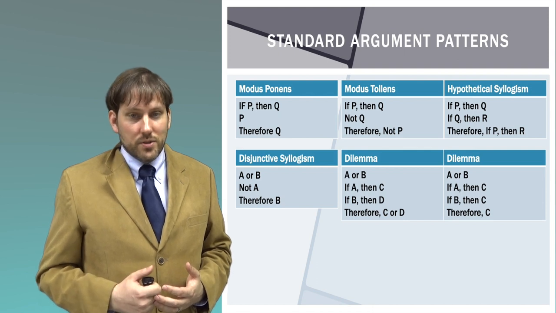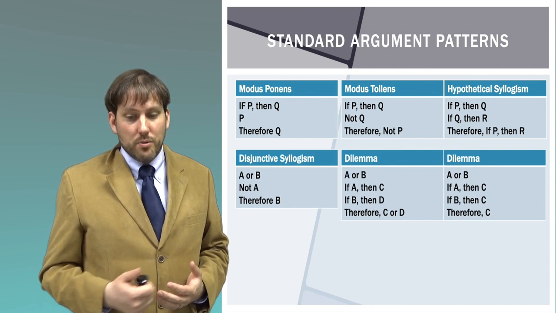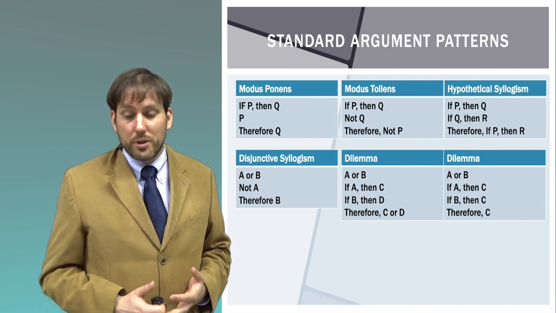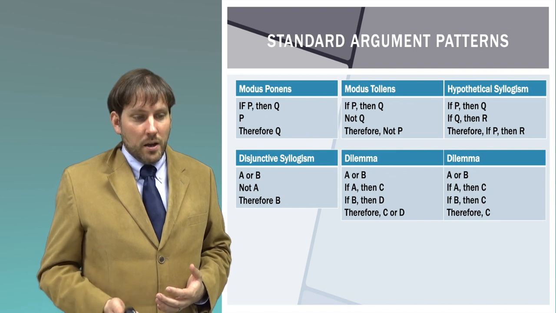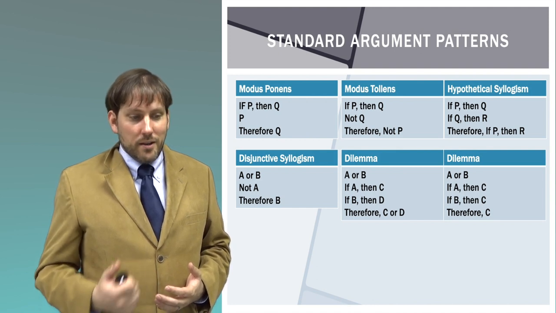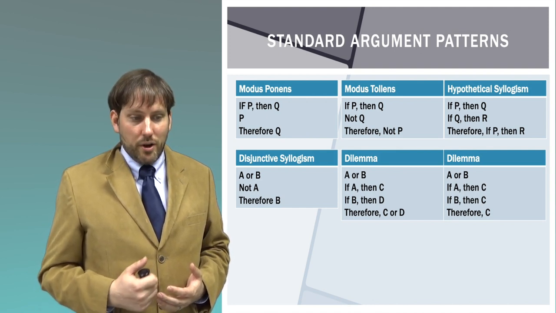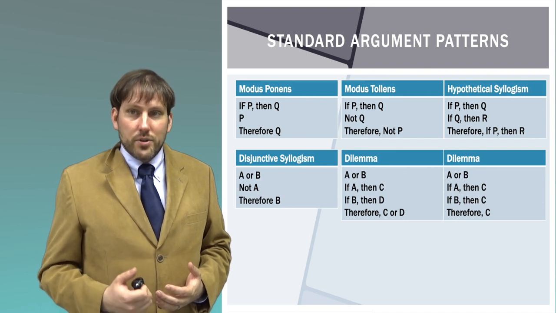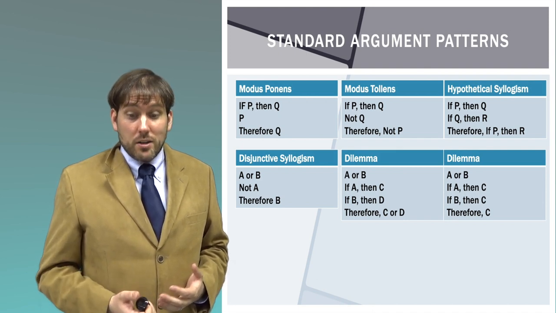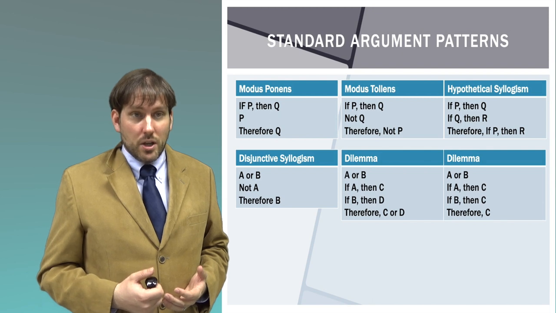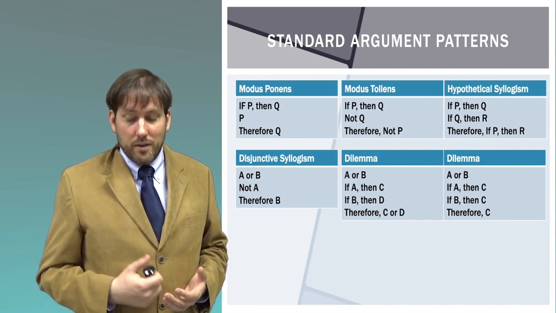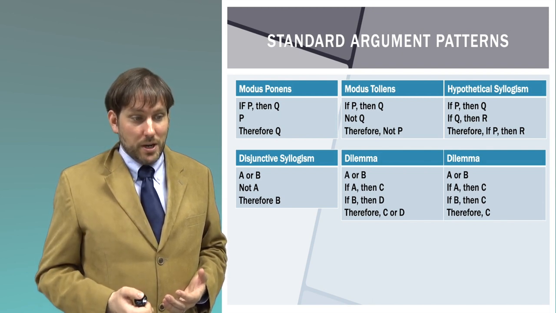Then we had disjunctive syllogism. Either Dr. K will eat a cheeseburger for dinner, or he will eat broccoli. He will not eat a cheeseburger for dinner, therefore he will eat broccoli. A hypothetical syllogism. If P, then Q. If Q, then R. Therefore, if P, then R. So, if I receive my paycheck, then I am happy. If I am happy, then I will spend money. If I receive my paycheck, then I will spend money.